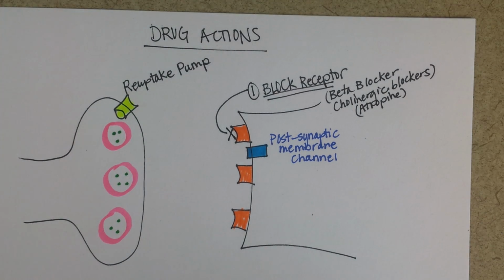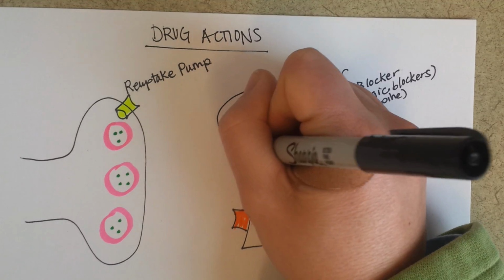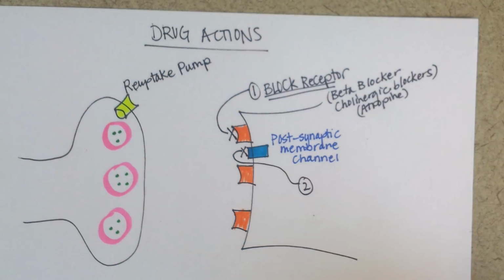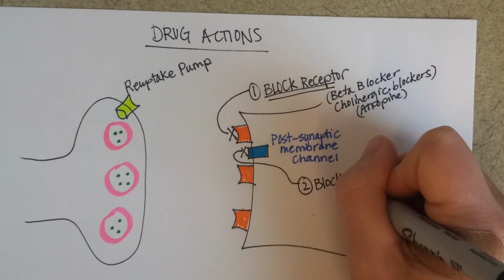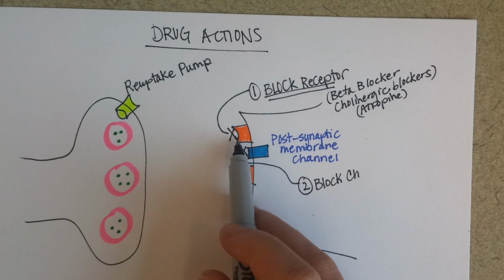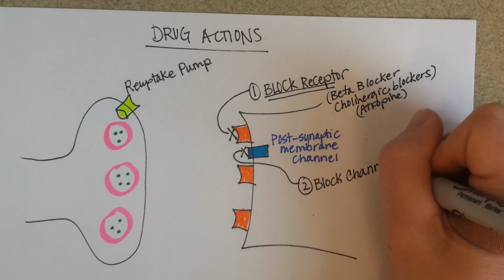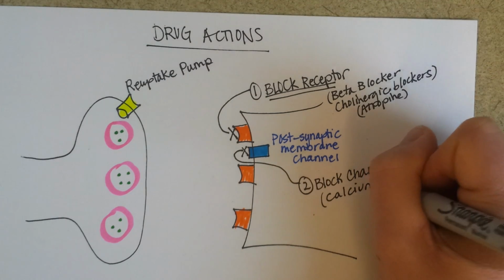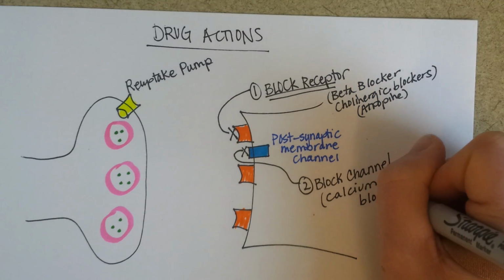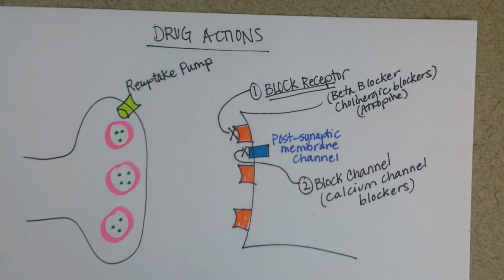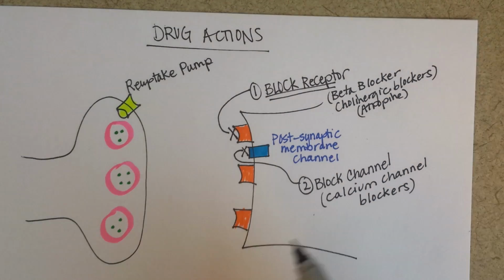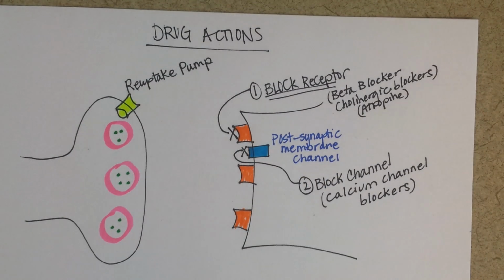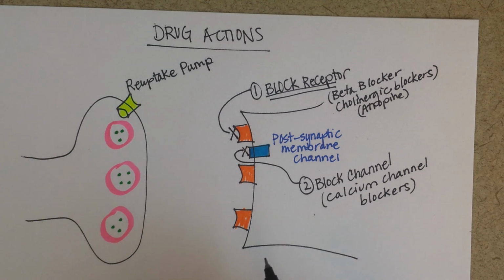Okay, so you tried blocking the receptor. What about a drug that might block the channel? So normally when a neurotransmitter binds to the receptor, then a channel opens on the postsynaptic membrane. And what if you just block that channel? And sure enough, for some forms of heart problems, calcium channel blockers are given. What that would do then is decrease heart rate, basically, and contractility if this were blocked. So that's two effects.